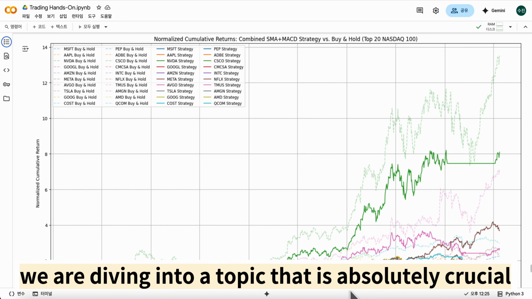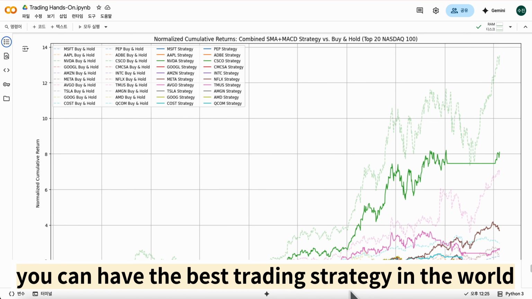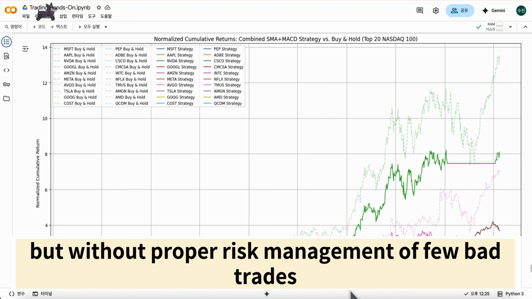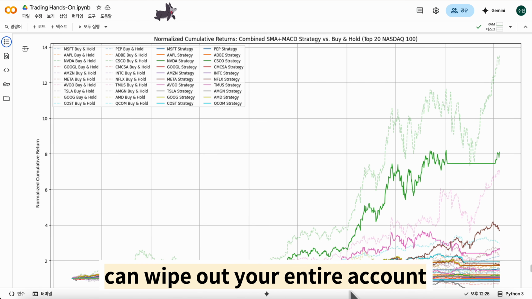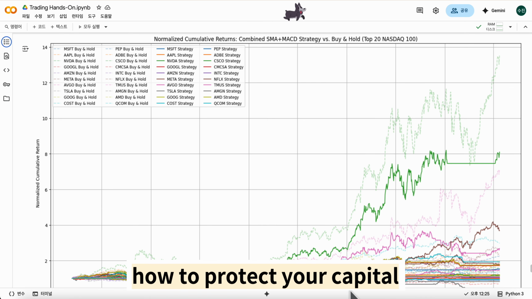Today, we are diving into a topic that is absolutely crucial for survival and success in the market: risk management. You can have the best trading strategy in the world, but without proper risk management, a few bad trades can wipe out your entire account. So let's get into the fundamentals of how to protect your capital.